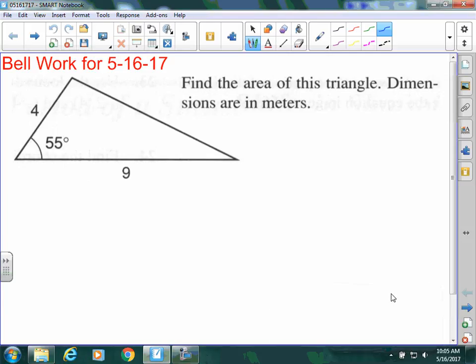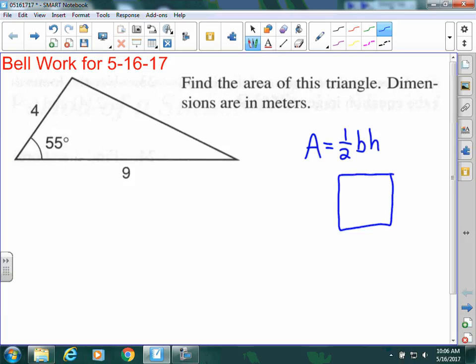Yeah. So the area of the triangle is equal to 1/2 the base times the height. Does anybody remember why we can say that? If we have a square and we have a height and a base on the square, I know we don't usually talk that way about a square.